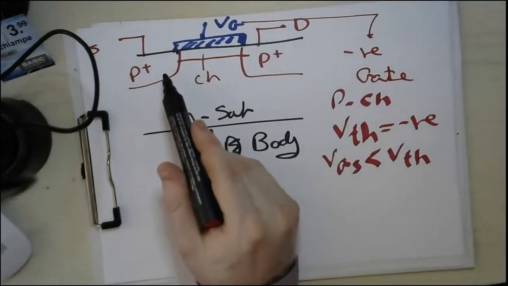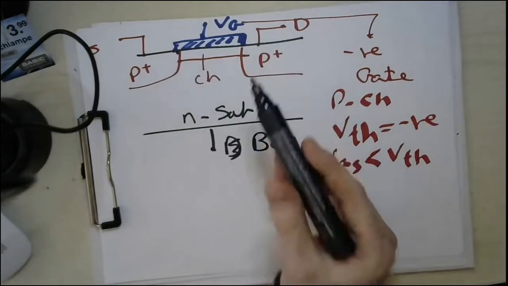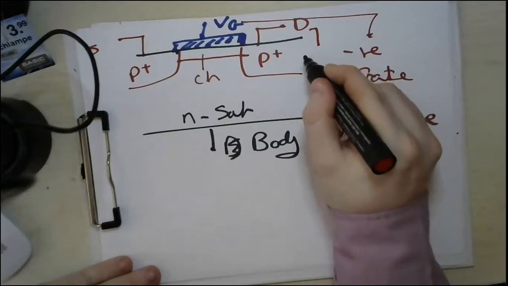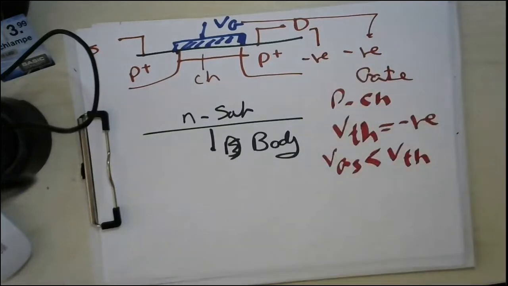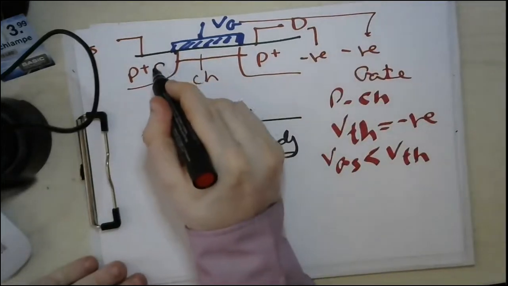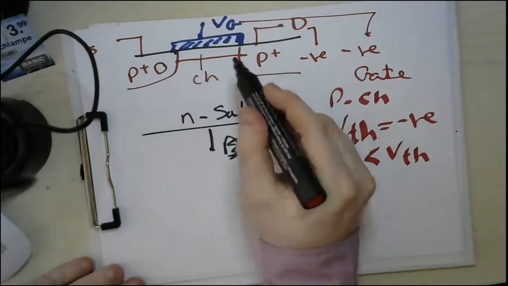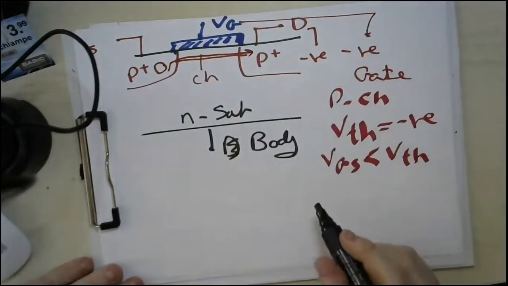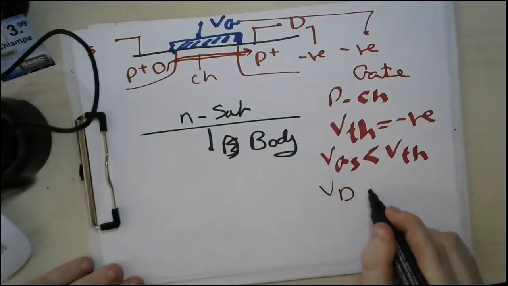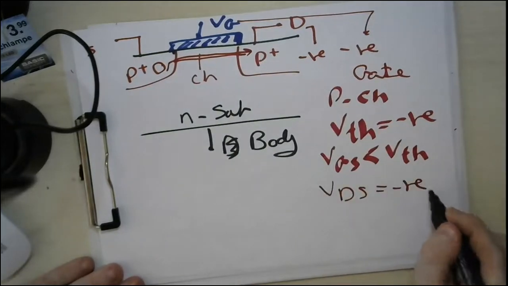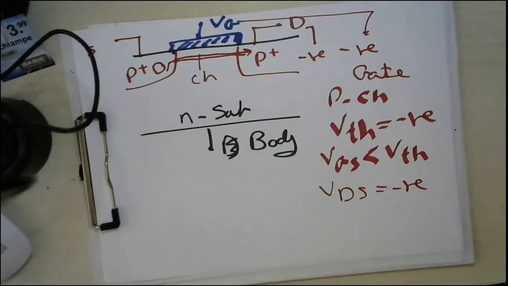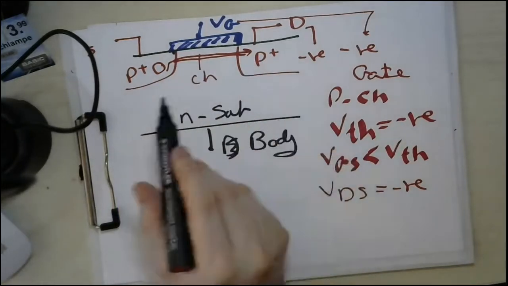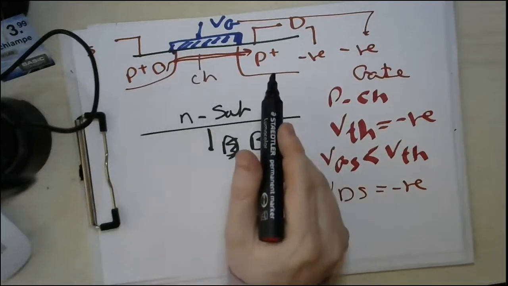So in order to push holes to go from the source to the drain, now you need to add a negative voltage again. Holes here will be attracted to the negative voltage and will move in this way. So the second issue is that your VDS now also is negative. So you have a negative VDS.